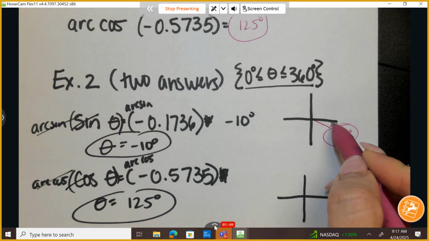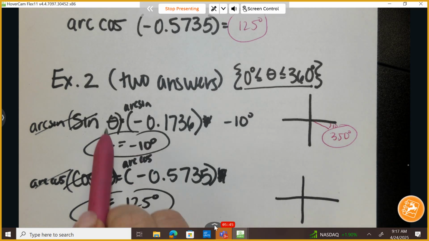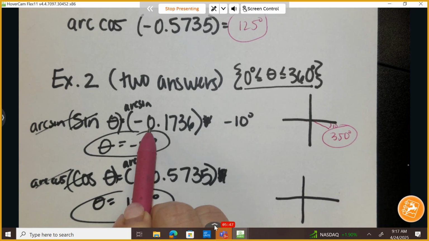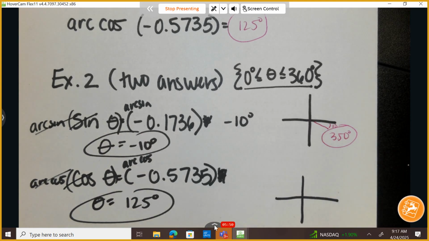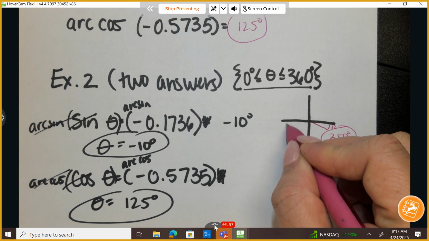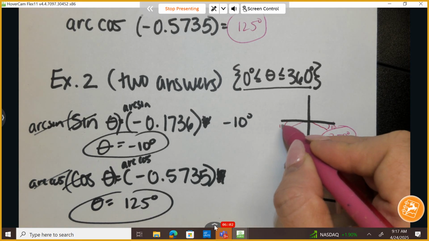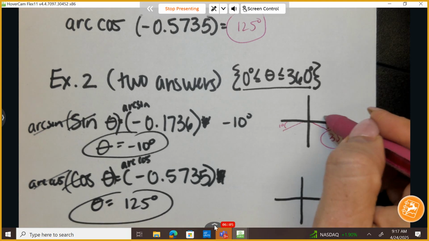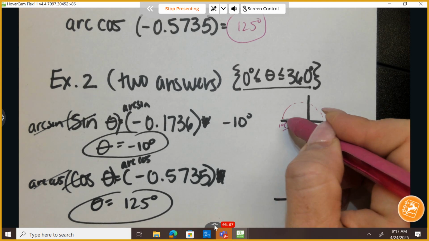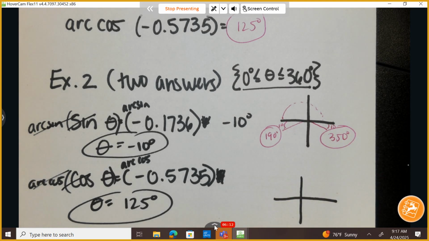Where else do I find sine values that are negative? And you may be thinking, how did I know it was negative? The sine was negative. Does everybody see that? What other quadrant, 1, 2, or 3, gives me negative sine values? 3. So I'm going to go to quadrant 3, and always from the x-axis, I will rotate up or rotate down. So to be in quadrant 3, I have to rotate down 10 degrees. Well, I know from here all the way around is 180, and 180 plus 10 is 190. So I believe that 190 and 350 are correct.